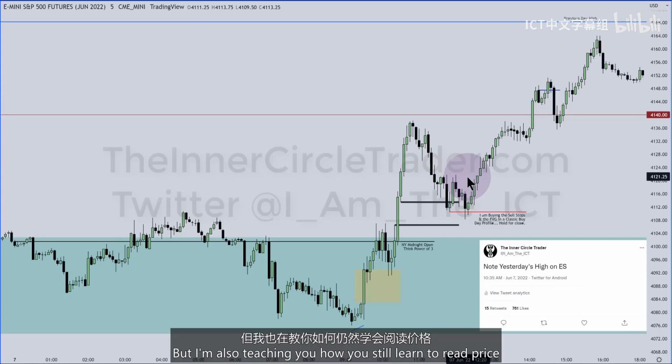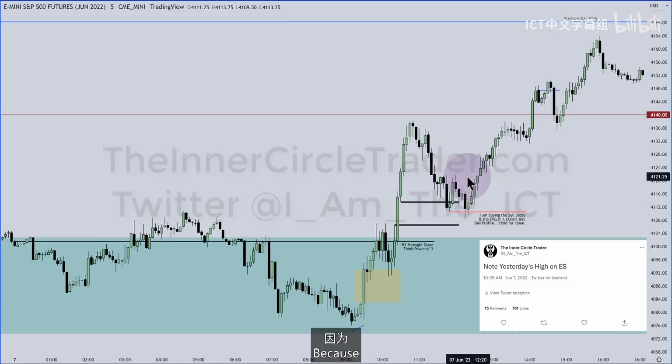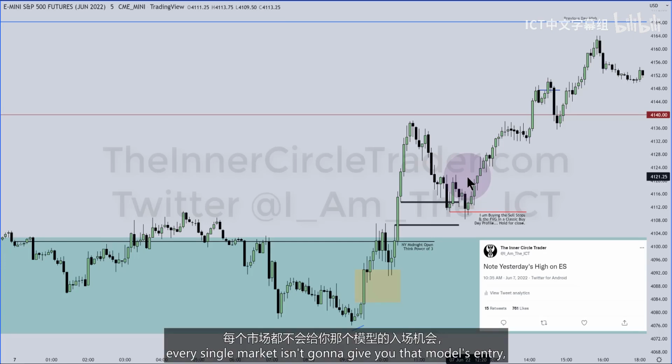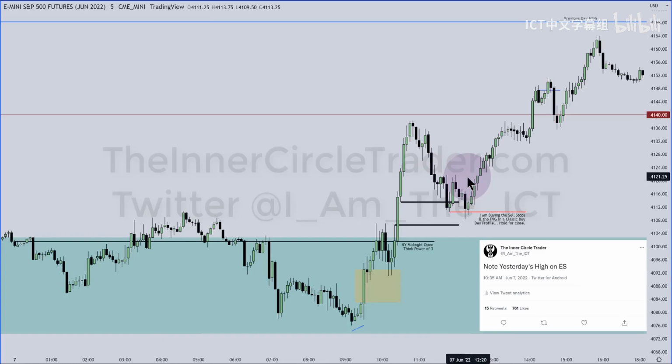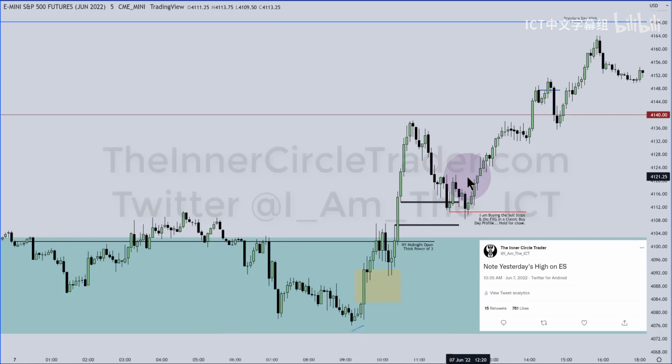But I'm also teaching you how you still learn to read price when the model isn't giving you a setup. Because every single market isn't going to give you that model's entry, setup, and framework every single day, every single session. And because I'm the author of these concepts, I don't have a limitation to just that one.